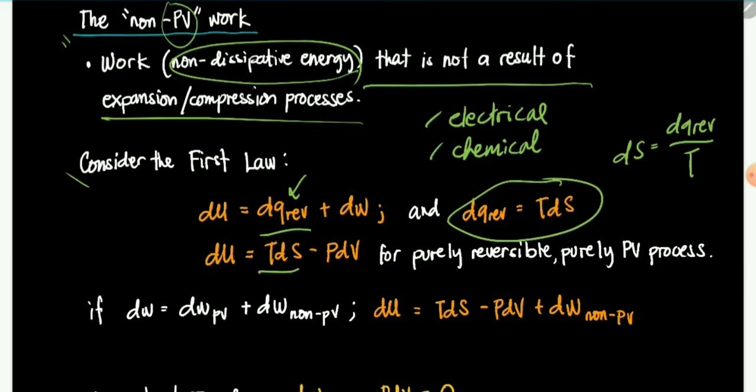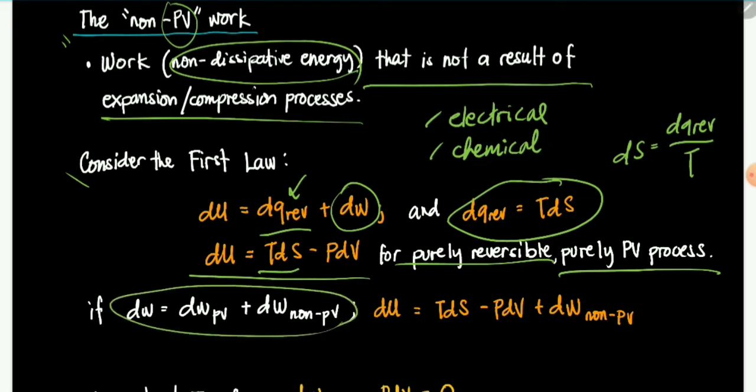So, substitute na natin siya dito. We have dU is equal to TdS minus PdV. This particular equation is for purely reversible and purely PV process. Okay? Paano kapag hindi siya purely PV process? So, ang gagawin natin, okay, de-define natin yung dW. So, if dW is a combination of PV and non-PV processes, gagamitin natin yung definition na to. Okay? So, substitute natin siya dito. Okay? So, we now have dU is equal to TdS minus PdV plus dW na non-PV.